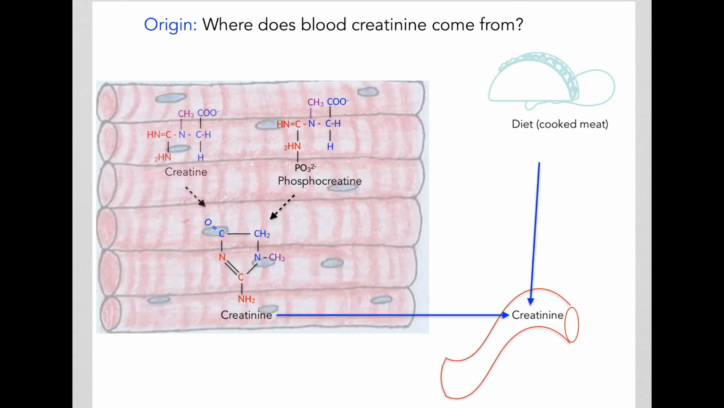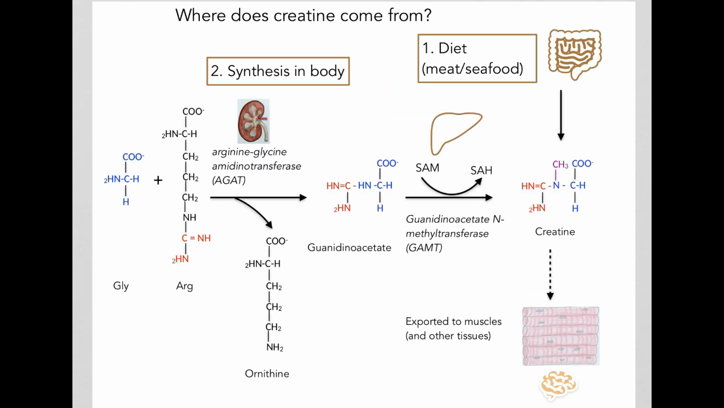Since most of your creatinine in the serum comes from muscles, from creatine or phosphocreatine, the next question would be, where does this creatine, as well as phosphocreatine, come from? Now, creatine can come from the diet. Meat as well as seafood is very rich in creatine. Not plants. Plants don't have creatine, so if you eat meat or seafood, you can get creatine from your diet.